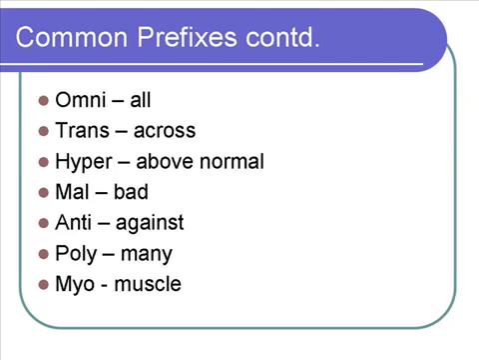Anti as against, such as anti-abortion, right? Against abortion. Poly, meaning many. Polycystic, for example. Some people might have polycystic tumors or something along those lines, meaning many cysts, right? And then myo, meaning muscle. So an example word of that is myofibrils, or muscle fibers.